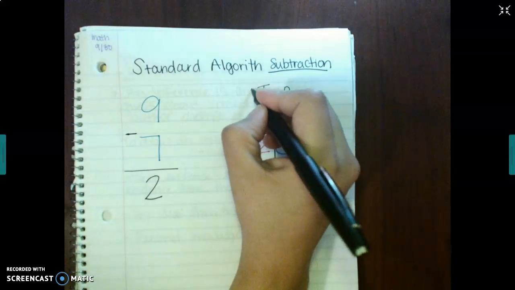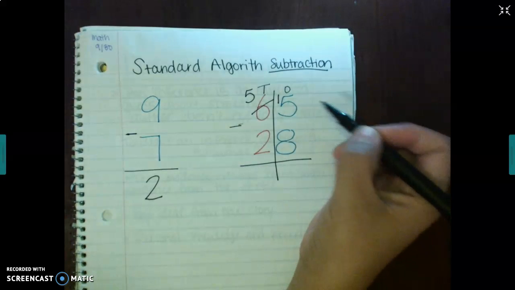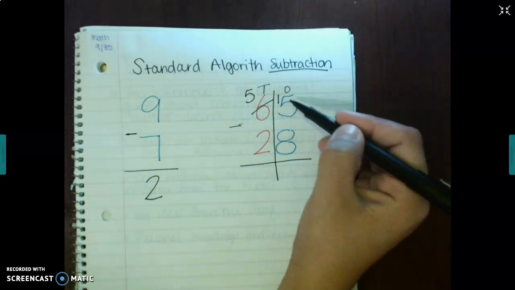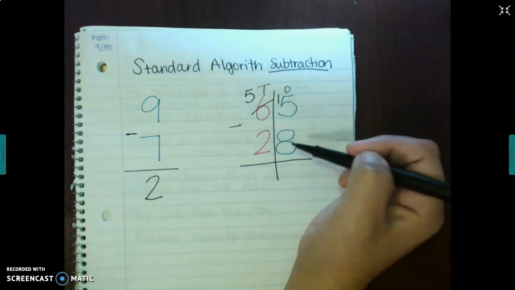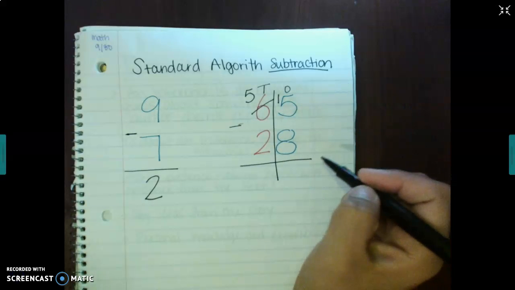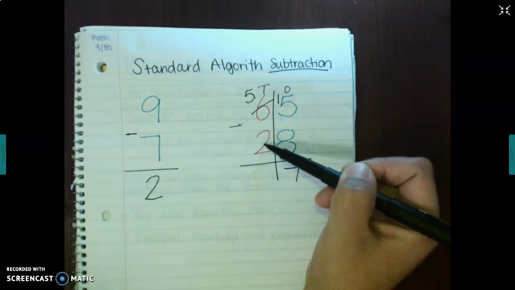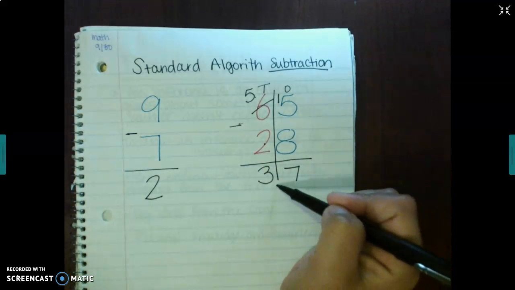My 6 becomes a 5, and my 5 becomes a 15. So now I have 15 minus 8. Followed my steps, I regrouped, borrowed, went next door, and now I have 15 minus 8. My answer for that is 7. Now I only have 5 minus 2, which leaves me with 3. And my answer is 37.